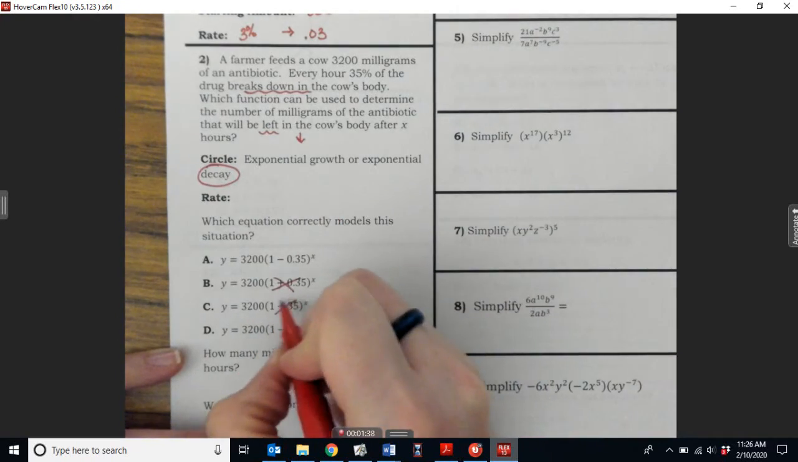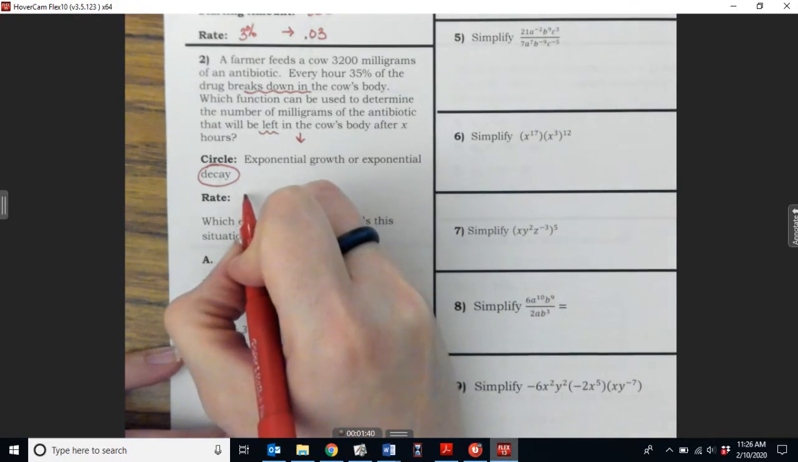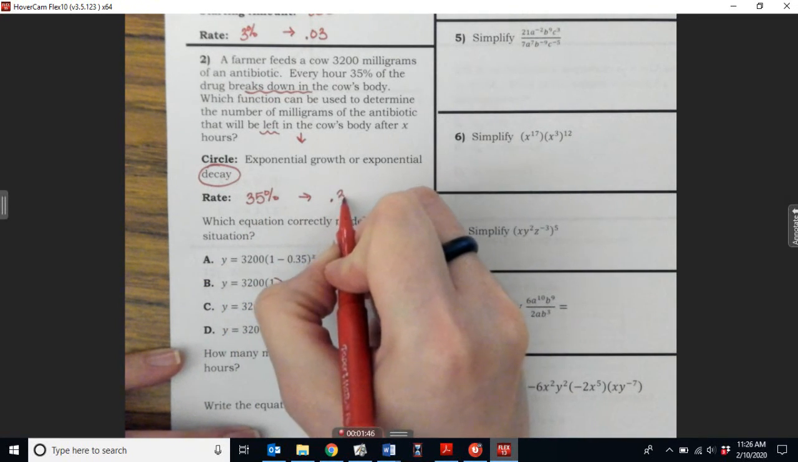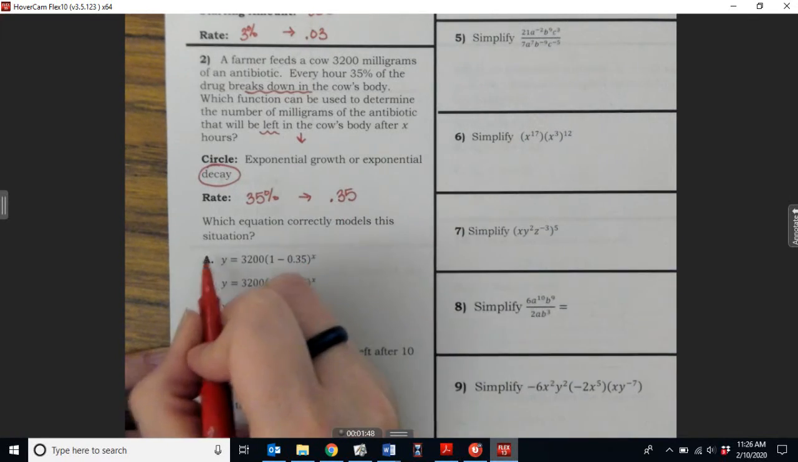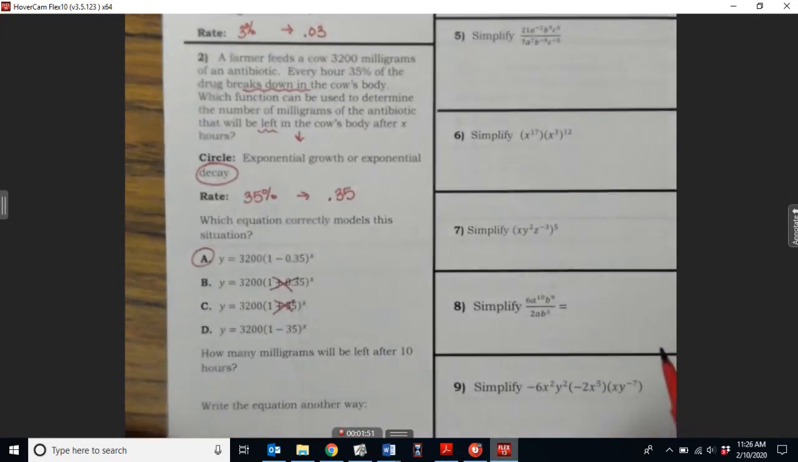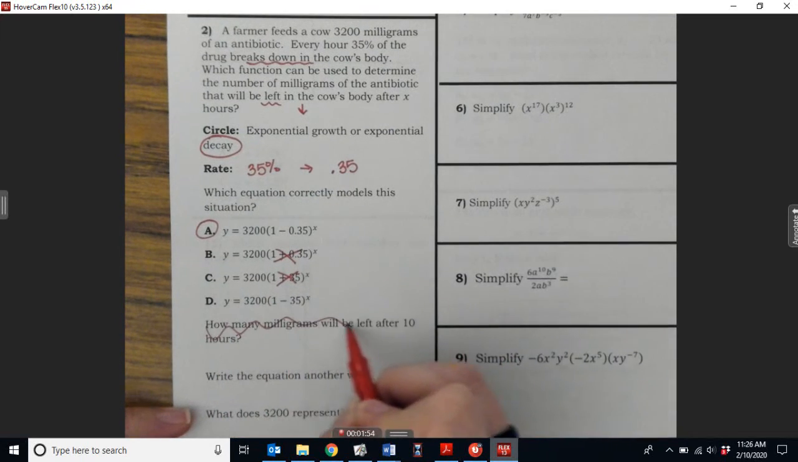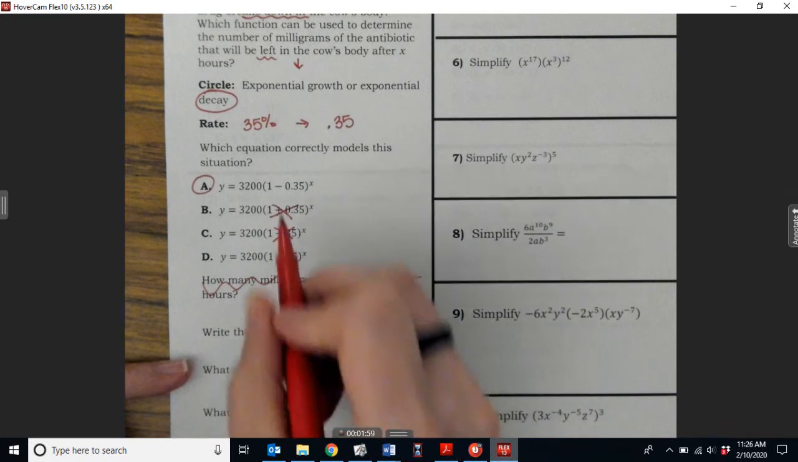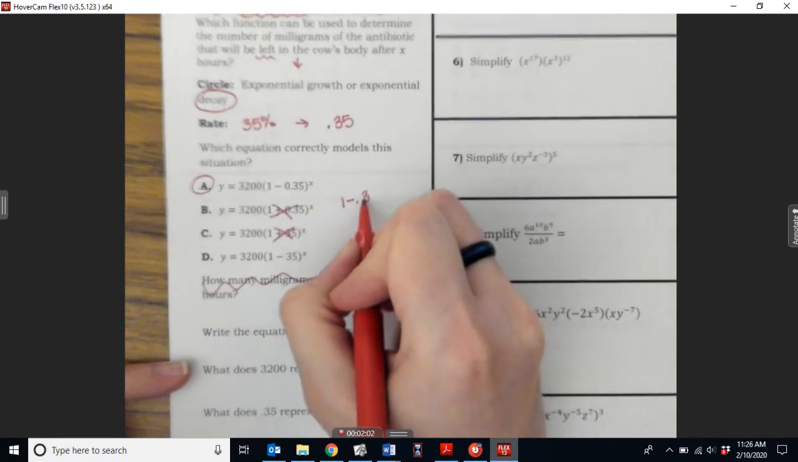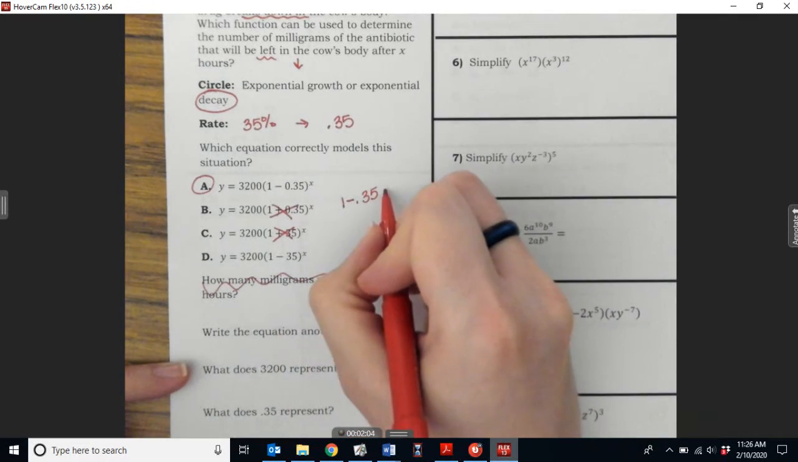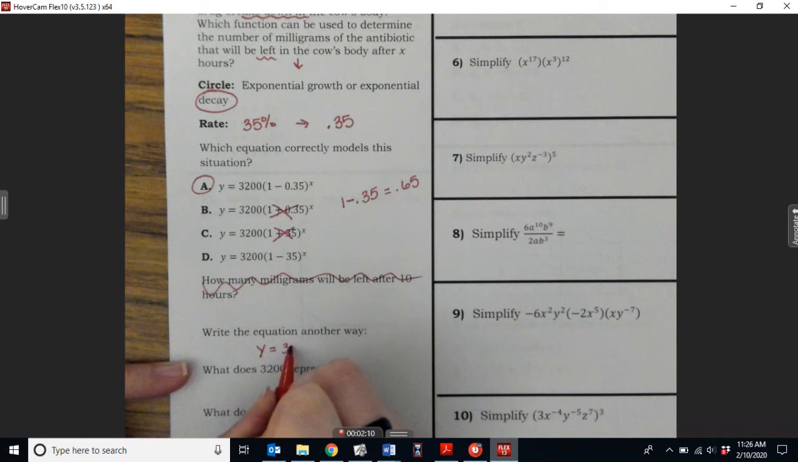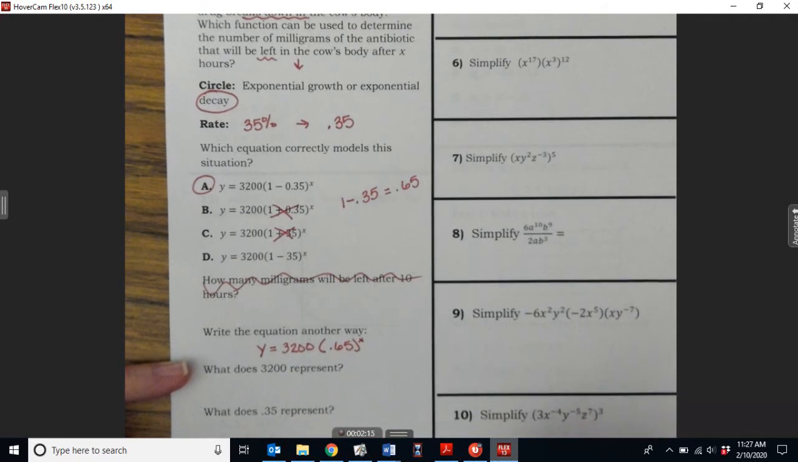So I'm going to get rid of my plus signs. And remember, my rate is 35%, which if we change that, it's 0.35. So I have to take away 0.35, so your answer here was A. Now, we are not going to figure out how many are left after 10 hours. We're going to write the equation another way. And that just simply means if I say 1 minus 0.35, that equals 0.65. And so my equation would be y equals 3,200 times 0.65 to the power of x.